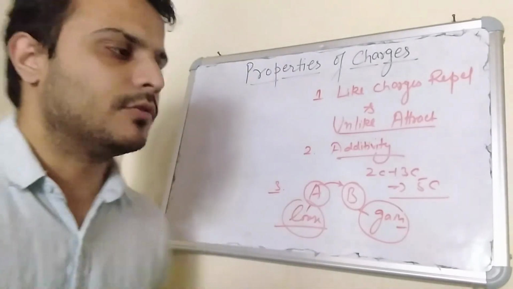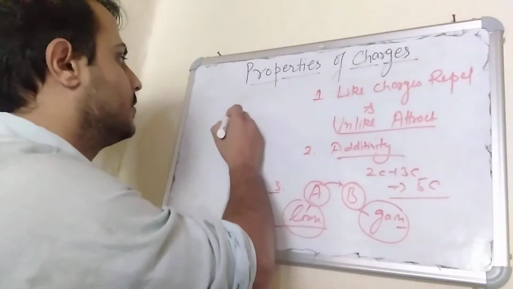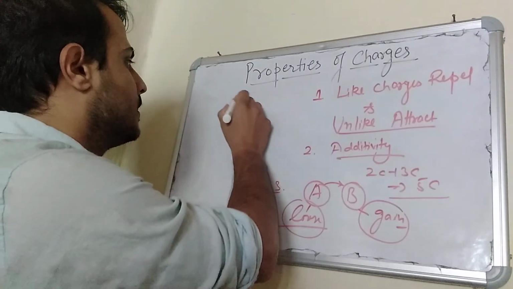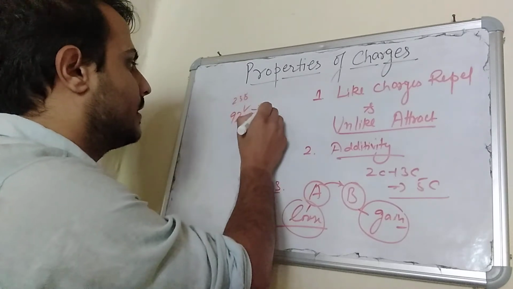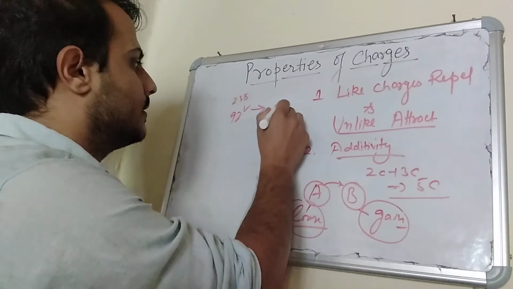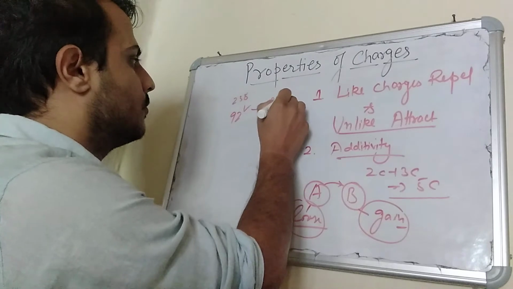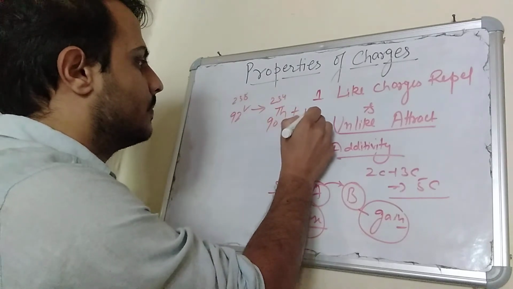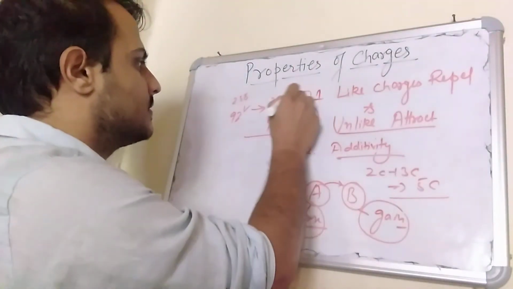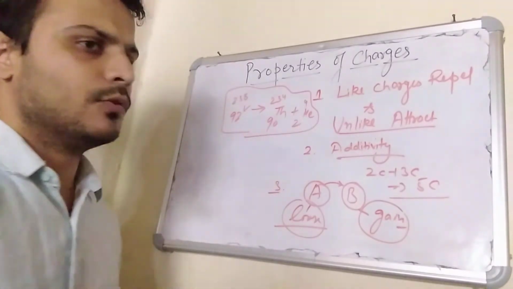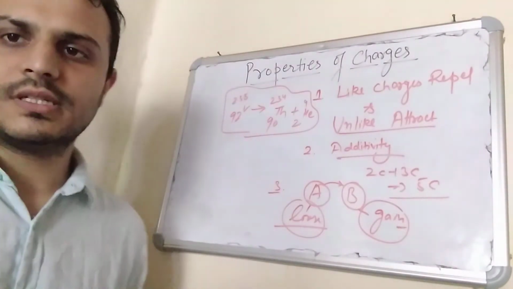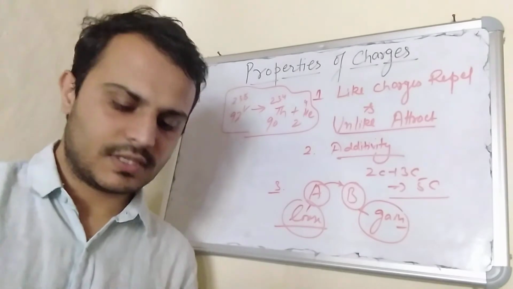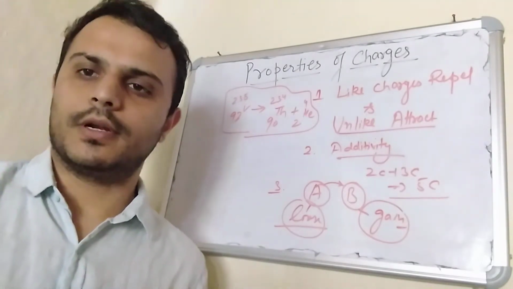For example, we have a nuclear reaction like the fission of uranium 92, uranium 238, which fissions into thorium 90, 234 plus helium 2, 4. So there is a creation of charged particles or different particles in a nuclear reaction, but here also the charge is conserved. So this is the third and very important property of charges.